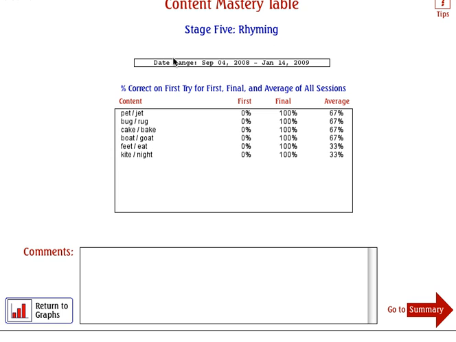On this table, it gives us the range of dates of when the data was collected, the list of the content areas, the words themselves, and then his average over time. So you might want to make the comment that he could use a little bit more practice in these words that are rhyming, yet they are spelled differently.